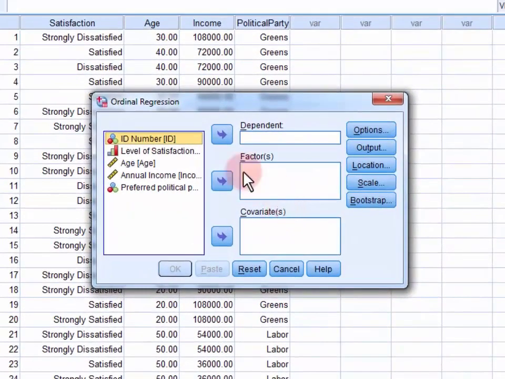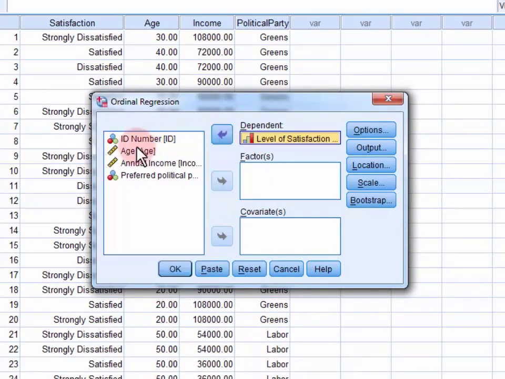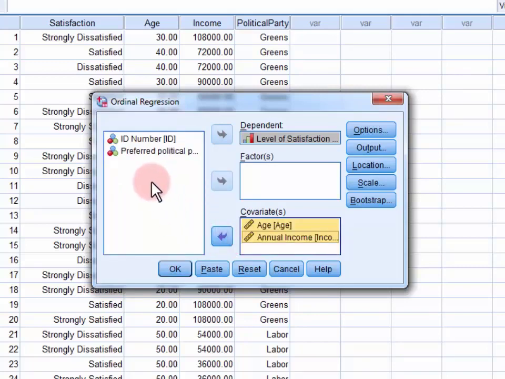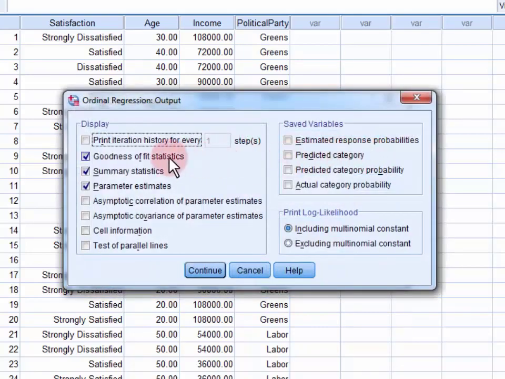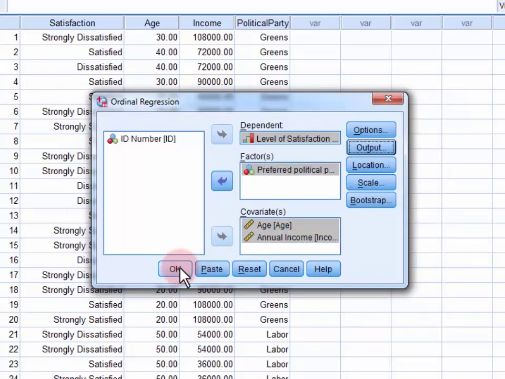First, we move our dependent variable, level of satisfaction, into the dependent field. Next, we move our continuous predictors, age and annual income, into the covariates field. And finally, we move our categorical predictor, preferred political party, into the factors field. Next, we open up the output menu. We want to make sure that goodness of fit statistics, summary statistics, parameter estimates, and tests of parallel lines are all selected. Click Continue to close the menu, and OK to run the logistic regression.